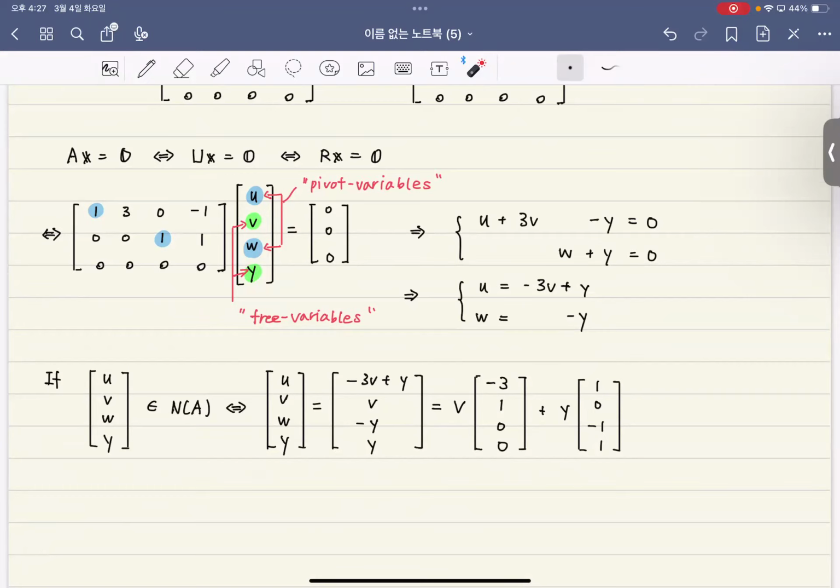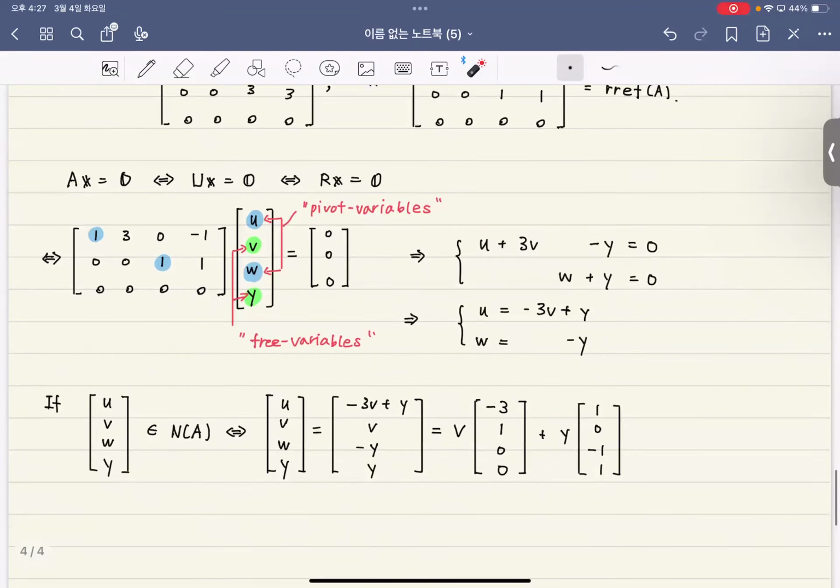Now this is the conclusion. Now I know why these v and y are called the free variables. Because you are free to plug in any number you like in the place of v and y, right? Then no matter which number you plug in for these two free variables, the resulting vector is automatically going to be a member of the null space. So by doing so, I may conclude like this: every element in the null space can be written as linear combinations of these two columns, right?